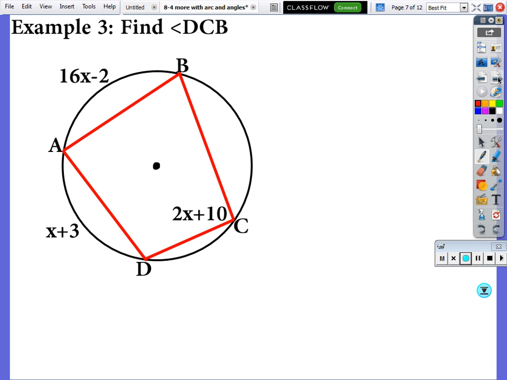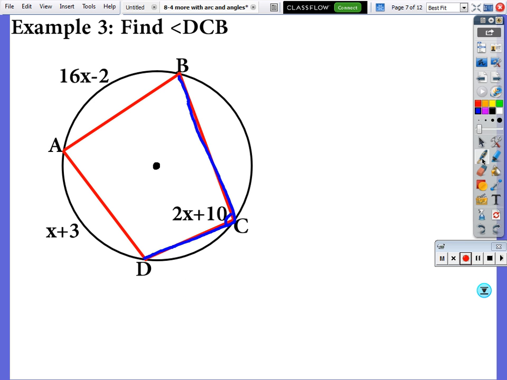So it says find angle DCB. I'm going to just draw that out right now. It's asking me to find angle DCB. So we're trying to find this angle right here. Well, we know that angle is 2x plus 10, but we have no idea what x is, right? We could find it if we did know what x is, though. So we're going to have to solve for x first, and then find that angle. So I'm going to solve for x first.